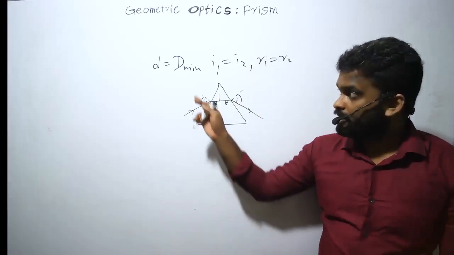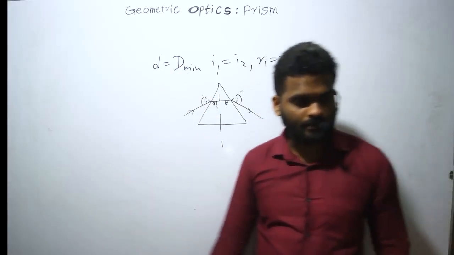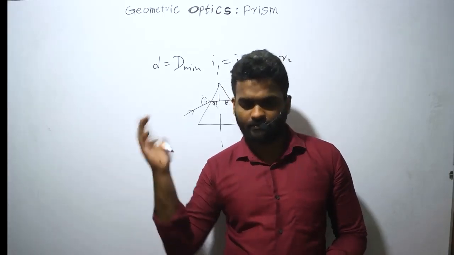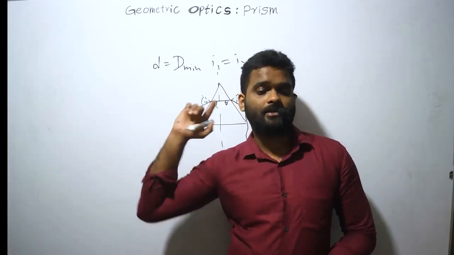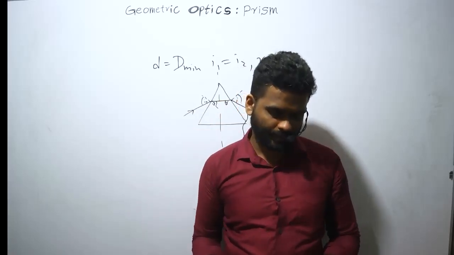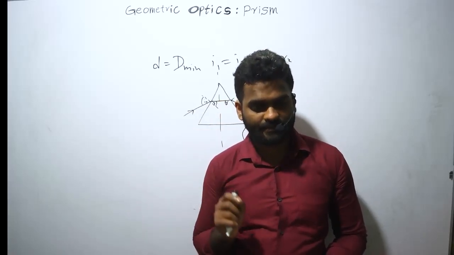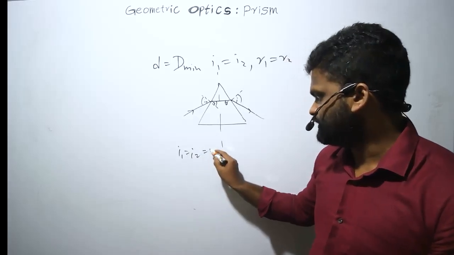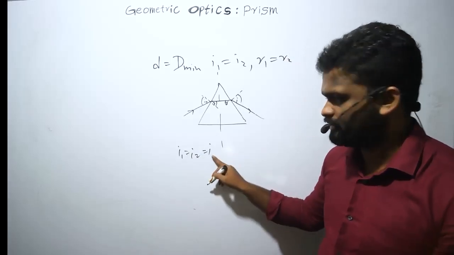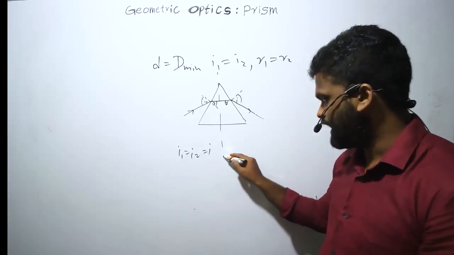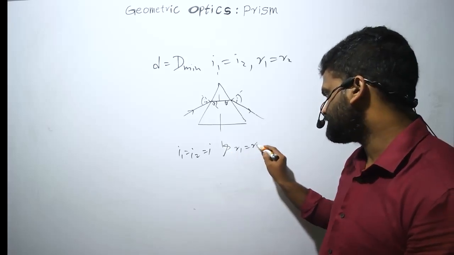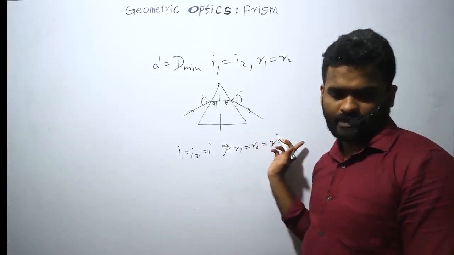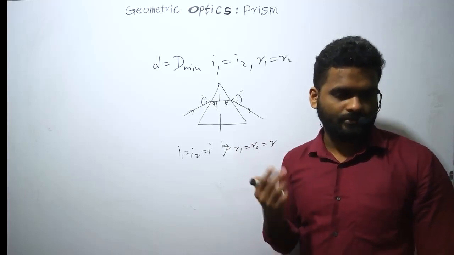Below, write down: for other cases, there's no symmetry, right? But for minimum deviation, there's a symmetry. Write down here: I1 equals I2 equals I. You can take it to be I, and R1 equals R2 equals R. So I'm taking that as one value, because it's the same value.